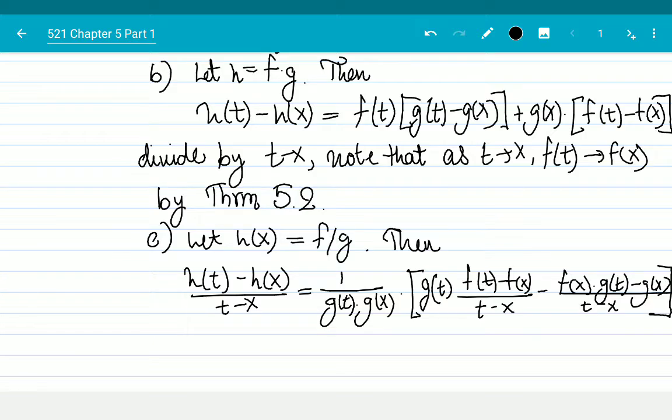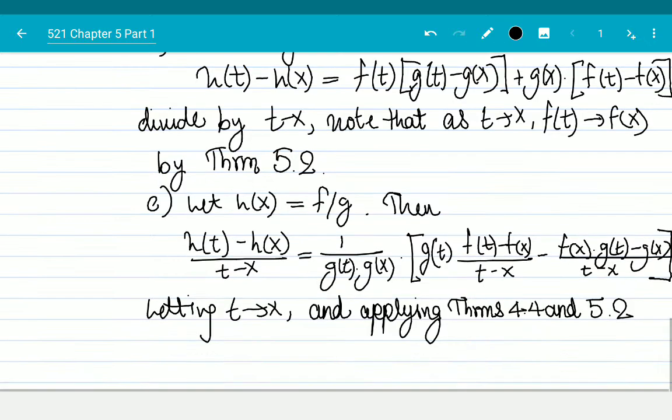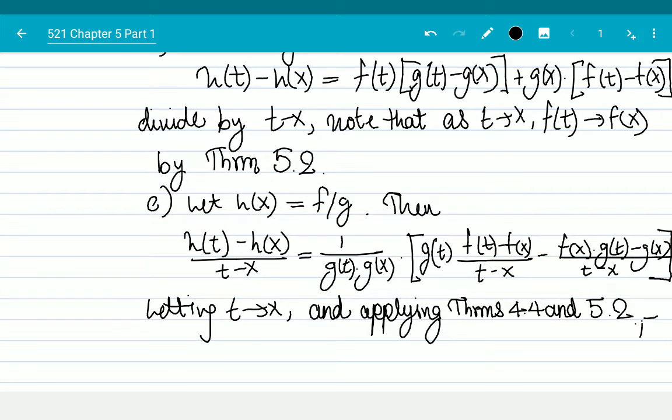Apply again, letting t go to x, and applying theorems 4.4 and 5.2, we obtain C. Okay. So that proves that result.